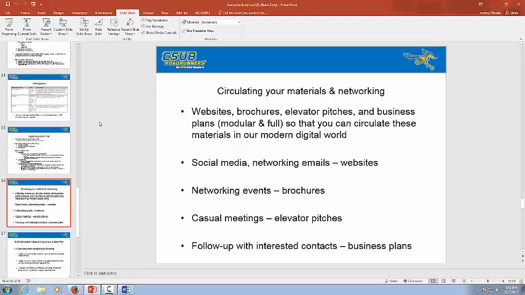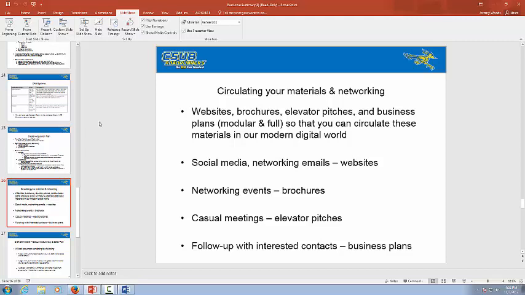So for social media, websites, and networking emails, your website, that's why I'm having you build a website, so you can include a link to that website in messages that you send to people on social media, in emails that you send to people. It gives you an easy way to show people the basics of your business.